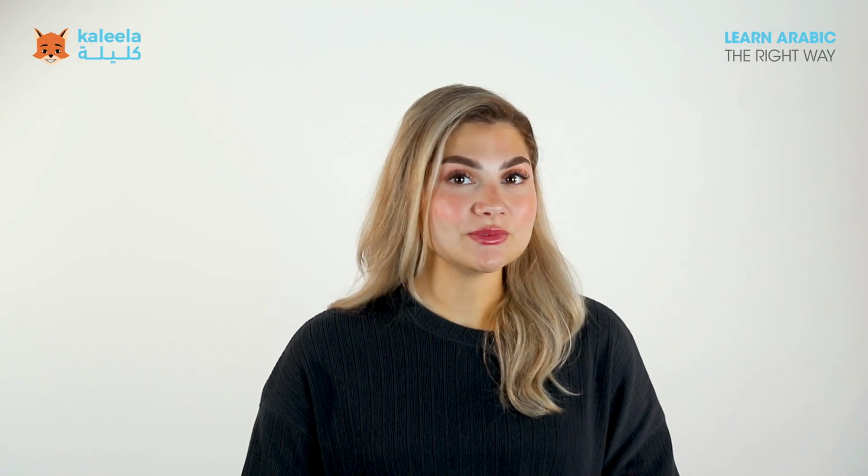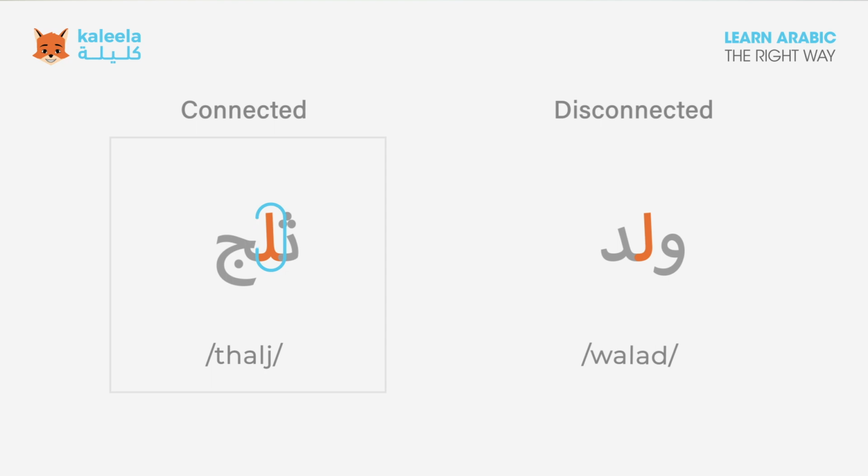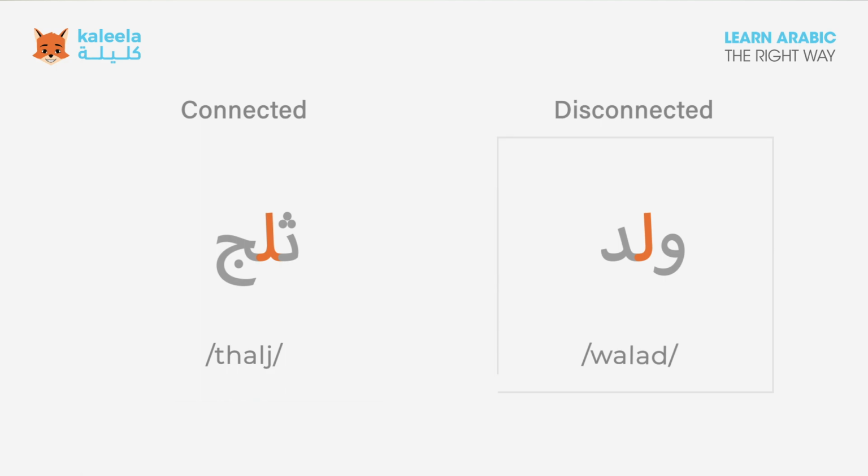After knowing all the shapes of the letter Laam, why is it connected in some cases and disconnected in others? We conclude that the letter Laam can be connected from the right when it's preceded by letters from the second group, as in thalj. Tha falls in the second group. And it comes disconnected from the right when it's preceded by letters from the first group, as in walad. Waw falls in the first group.